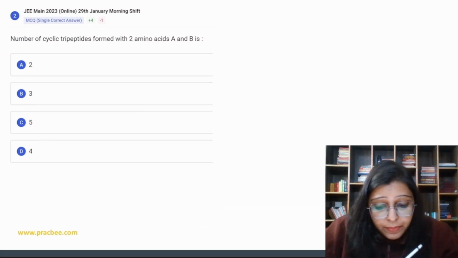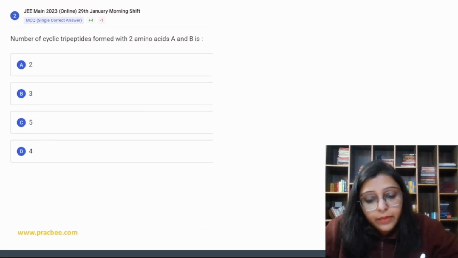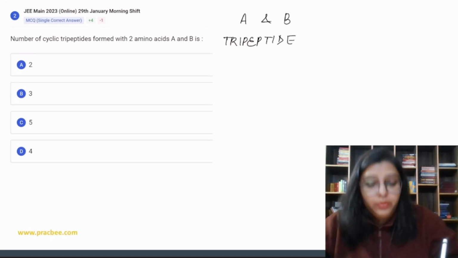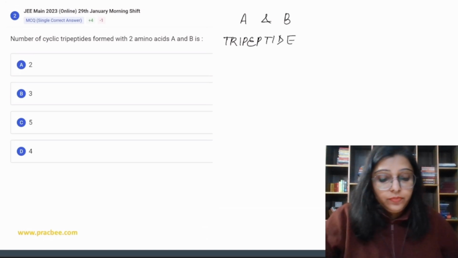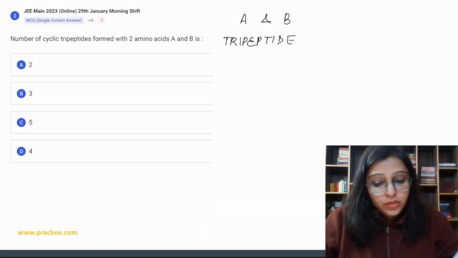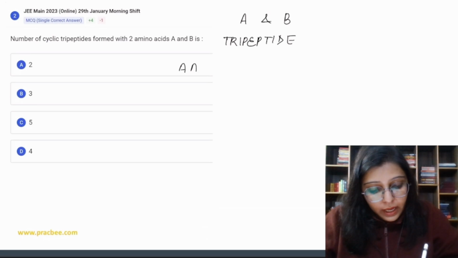Number of cyclic tripeptides formed with two amino acids A and B. So see, we have two amino acids A and B, and we have to form tripeptides. Tripeptide, right? So tripeptides from two amino acids. It means we can have different possibilities now. We can have AAA, we can have AAB, we can have ABA, right?